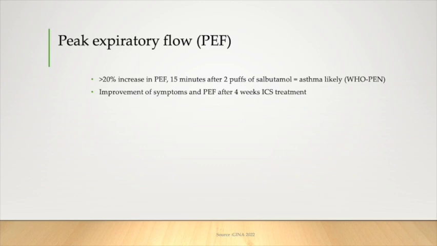Coming to peak flowmetry. So in a resource-limited environment, GINA acknowledges that all countries may not have accessibility to spirometry everywhere. Expiratory flow readings can be taken into account. And here, when you are looking for response, then a more than 20% increase in the PEF 15 minutes after 2 puffs of salbutamol. So it's like a post-bronchodilatory test. We are looking for more than 20% PEF improvement as compared to 12% or 200 ml in a pulmonary function test in spirometry. Then asthma is likely.